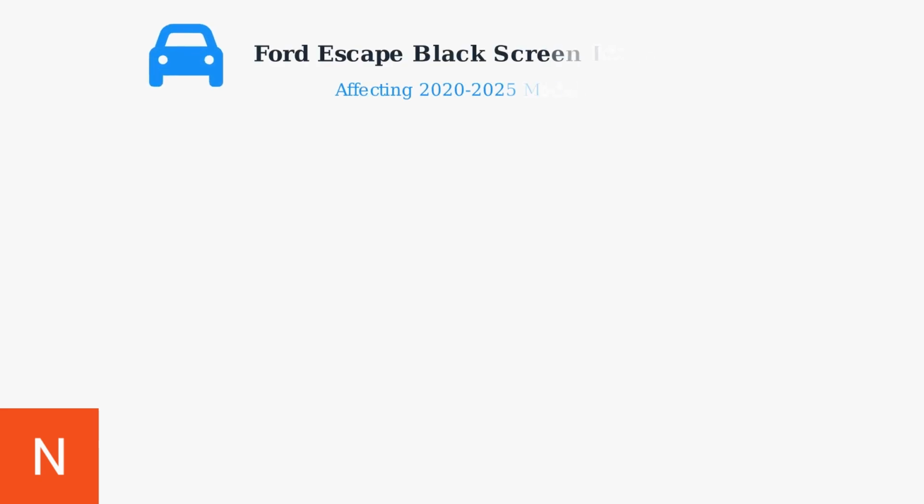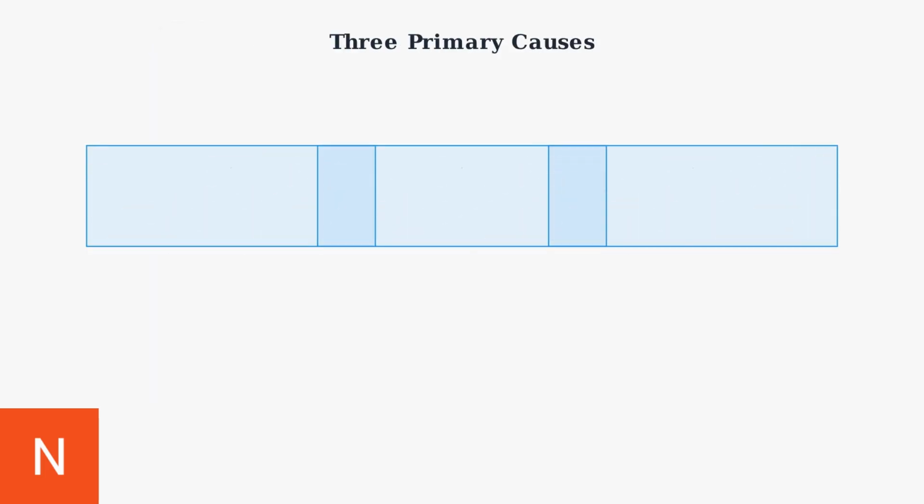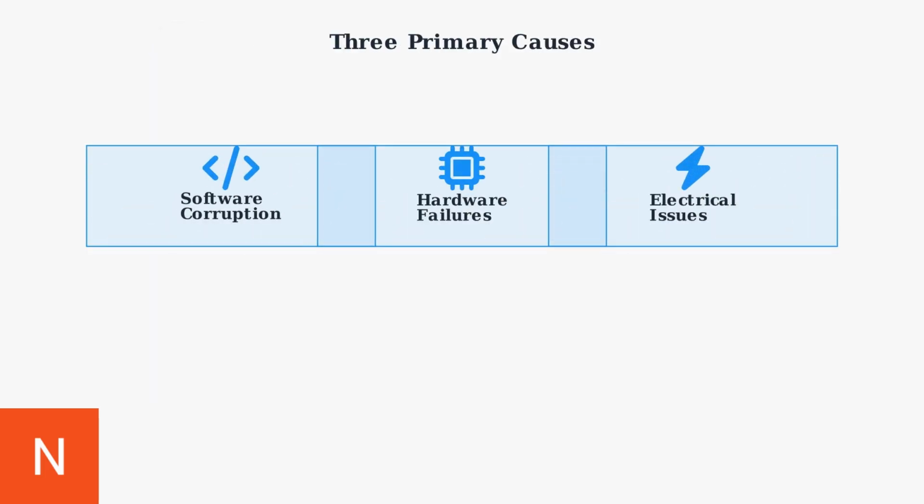Ford Escape owners from 2020 to 2025 model years have been experiencing frustrating black screen issues with their infotainment systems. Understanding the root causes is essential for finding the right solution. There are three primary causes behind these black screen problems: software corruption from incomplete updates or memory overflow, hardware failures involving faulty connections, and electrical system issues like voltage fluctuations.